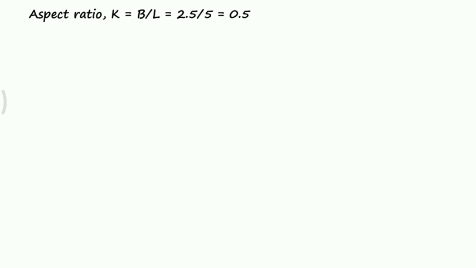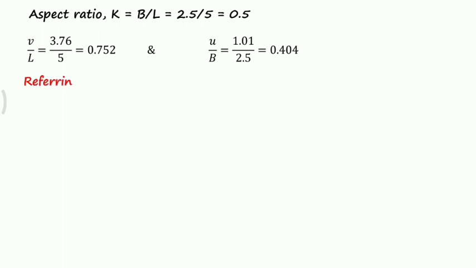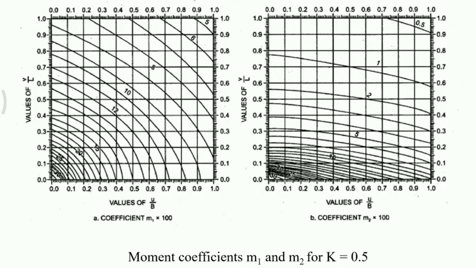So aspect ratio K is B by L, so 2.5 divided by 5 is 0.5. So V by L is 3.6 by 5, 0.752, and U by B is 1.01 divided by 2.5, which is 0.404. So referring to Pigeaud's curve, here moment coefficients M1 and M2 for K equal to 0.5. The left hand graph is the coefficient M1 into 100, the right hand graph is coefficient M2 into 100. So V by L is 0.752, U by B is 0.404.